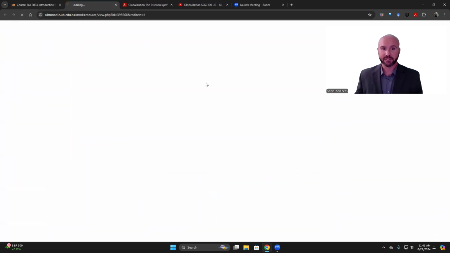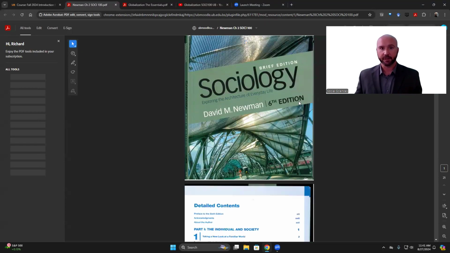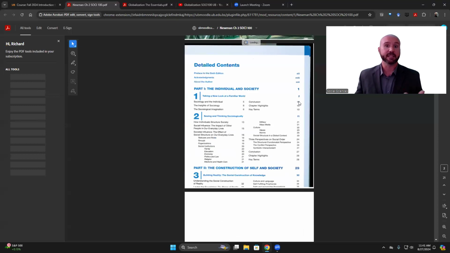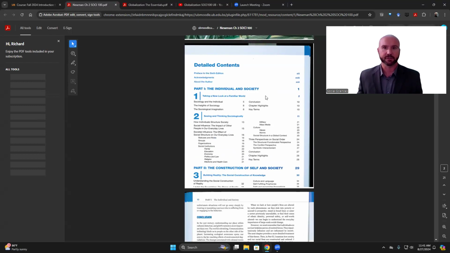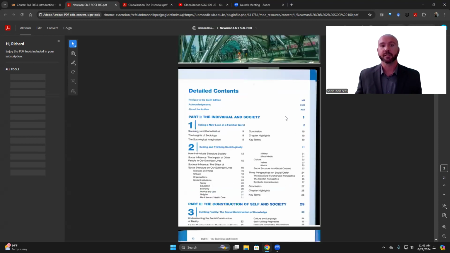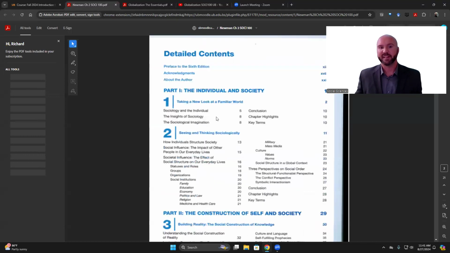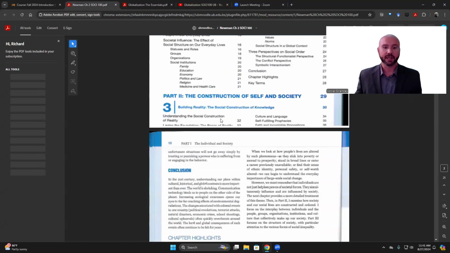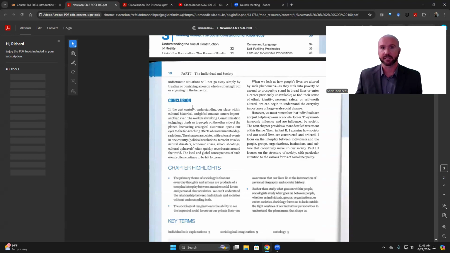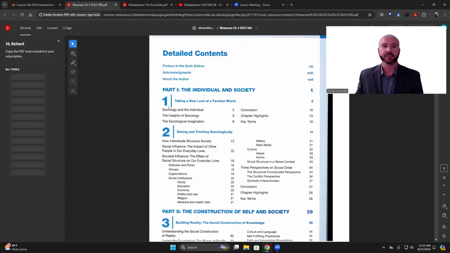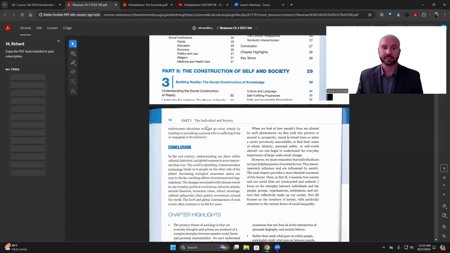So if we dive into that material, first of all, you'll see the title of the book included in all 3 chapters, the detailed table of contents. I suggest looking at the table of contents because it gives you a good idea of the framework of information that you'll be looking into. So for example, the basic framework of chapter 1, which again, you only have the end of chapter content on page 10, is sociology and the individual, the insights of sociology and the sociological imagination.